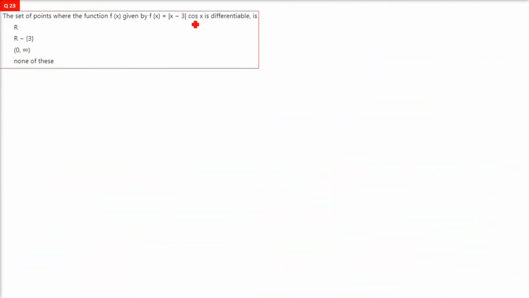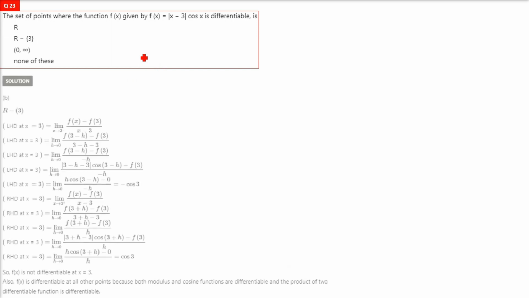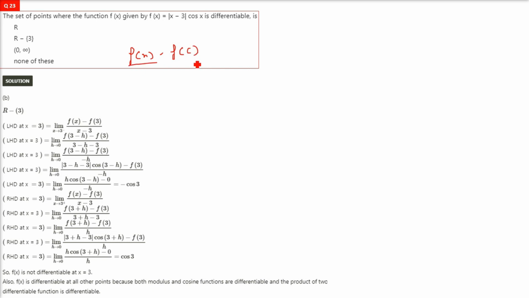The set of points where the function f(x) is given by this is differentiable, and we'll just check the differentiability. We'll not go for the continuity because the question is only asking about the differentiability. So the set of points where the function f(x) is given by modulus of x minus 3 times cos x is differentiable. Now how do we check, what is the point we have to check? This is for the differentiability of f(x) minus f(c) by x minus c, limit x tends to c. Modulus of x minus 3 is 0, so x is equal to 3. So we have to check at 3. This is how we get the point.